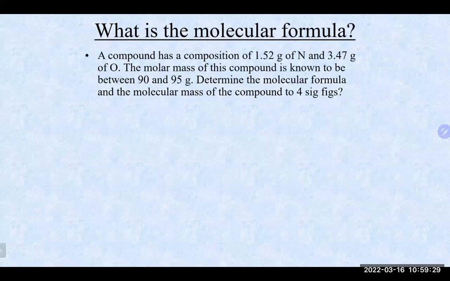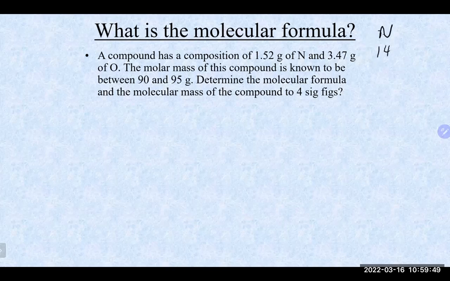All right, a compound contains nitrogen and oxygen. It has a molar mass between 90 and 95 grams per mole. Determine the molecular formula. Nitrogen is 14.01, and oxygen is still 16, I think.